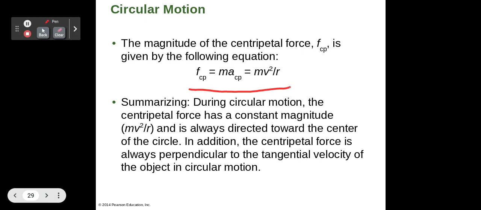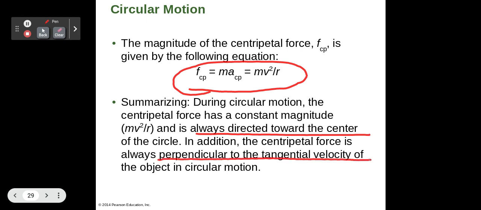So there's your equation. During circular motion, centripetal force has a constant magnitude, mv squared over r, and is always directed toward the center of the circle. And it is always perpendicular to the tangential velocity of the object in circular motion, the linear velocity.